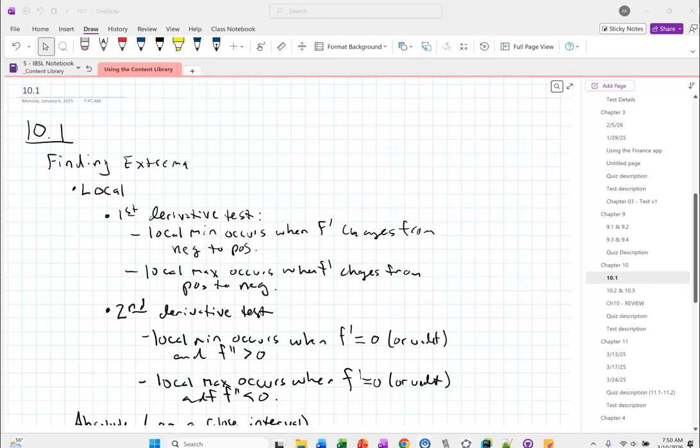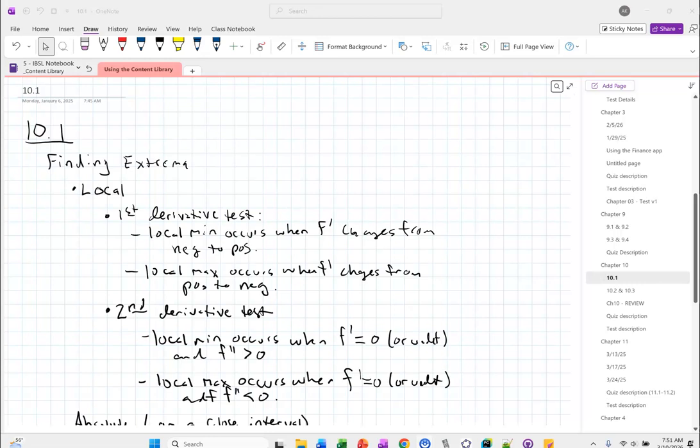We'll be using all the tools we developed in chapter 9. We're just going to be applying them to specific problems now in chapter 10. So the first thing we're going to talk about is locating extrema. If you remember back to your algebra courses, there are two types of extrema.